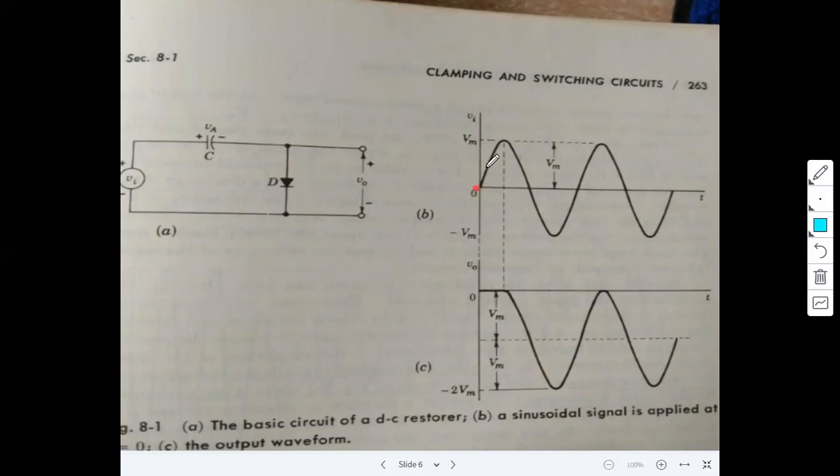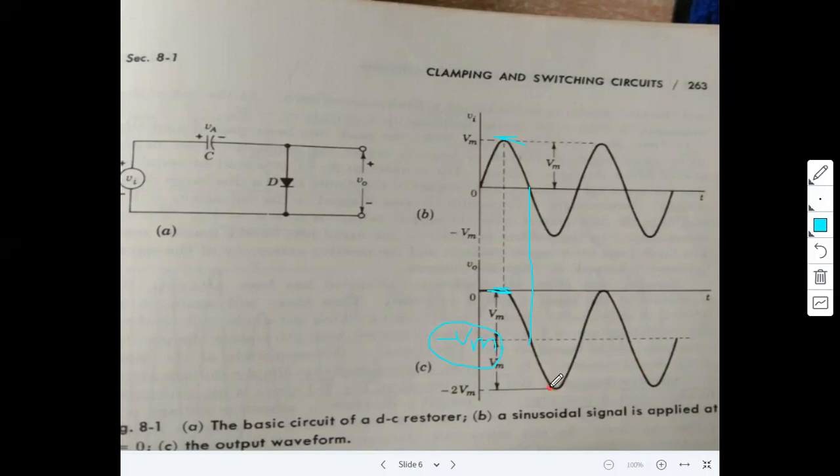Okay, this is the negative clamper output waveform. Here the observation is that this positive peak is shifted to 0 voltage. So that's why it is a negative clamper. And one more thing: when input is equal to 0, output is equal to minus Vm. So this circuit introduces negative DC in the output waveform. So this is called the negative clamper circuit.